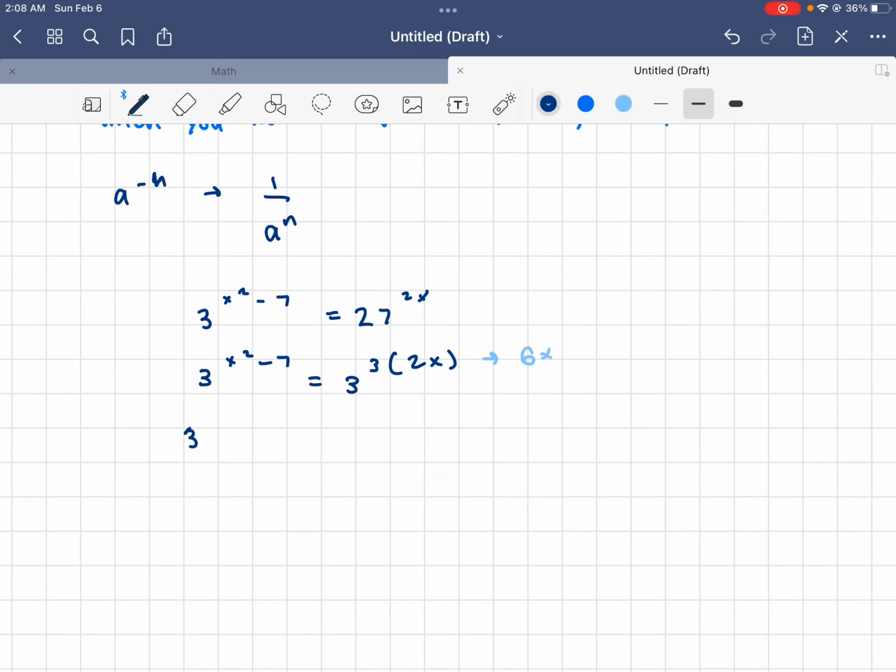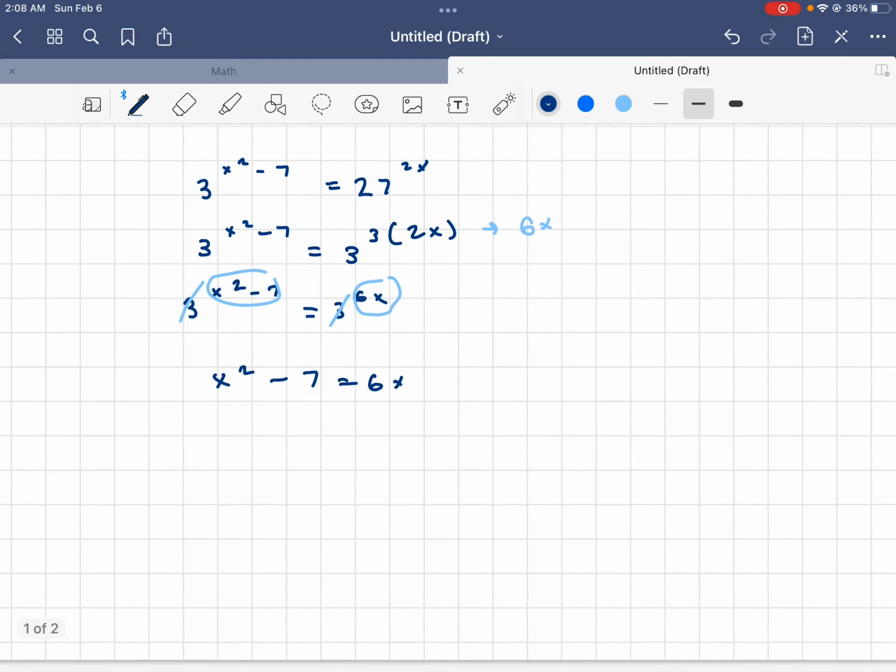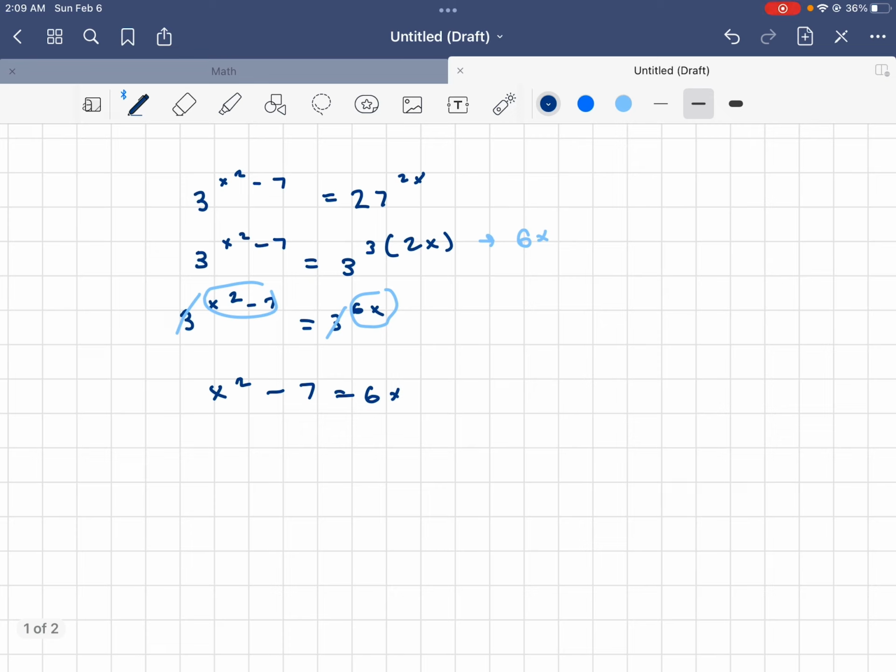So when you do this, you have 3 raised to the power of x squared minus 7 equals 3 raised to the power of 6x. Now that our bases are the same, we can go ahead and cancel them out and set our exponents equal. So now we have this. Yay, they're not exponents anymore. So now we can just solve for x like we usually would.